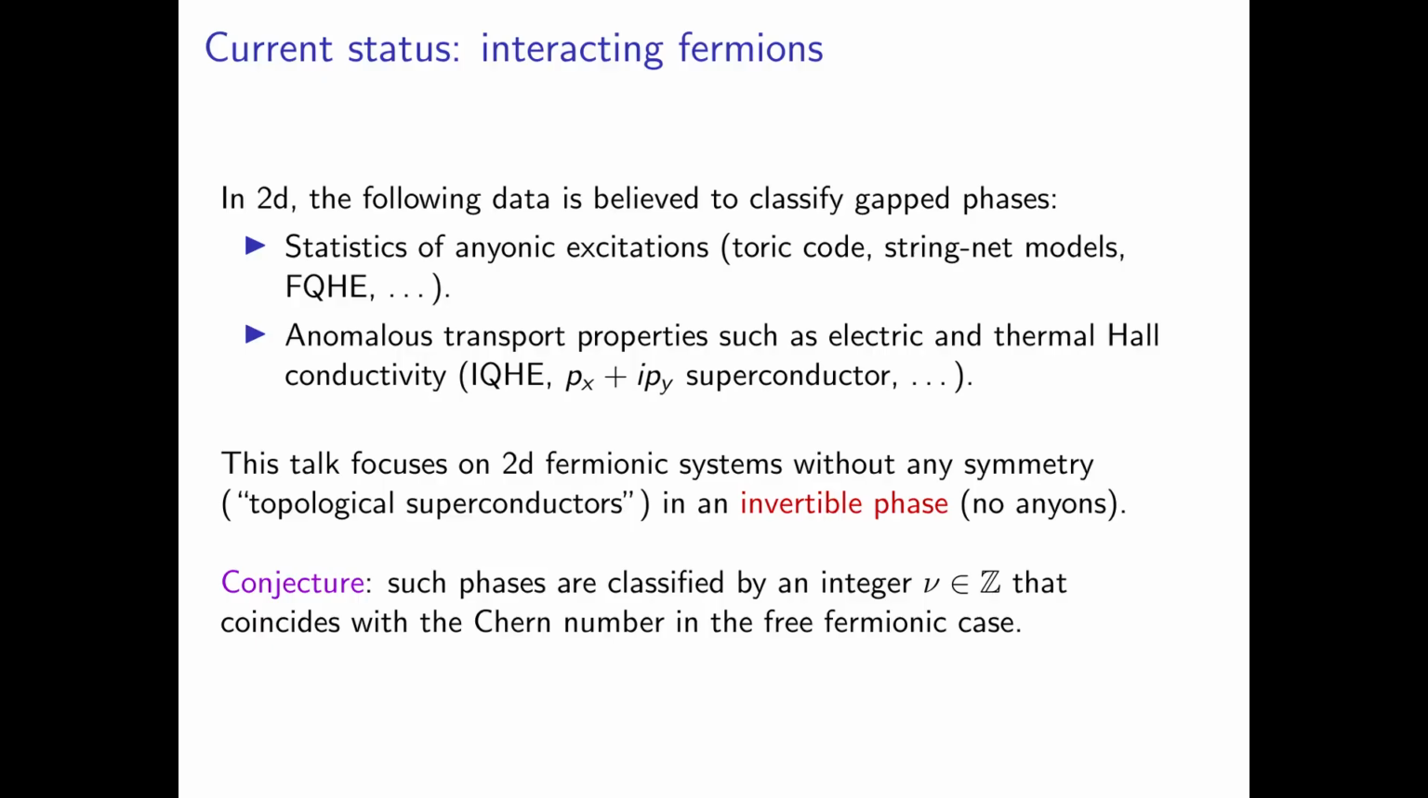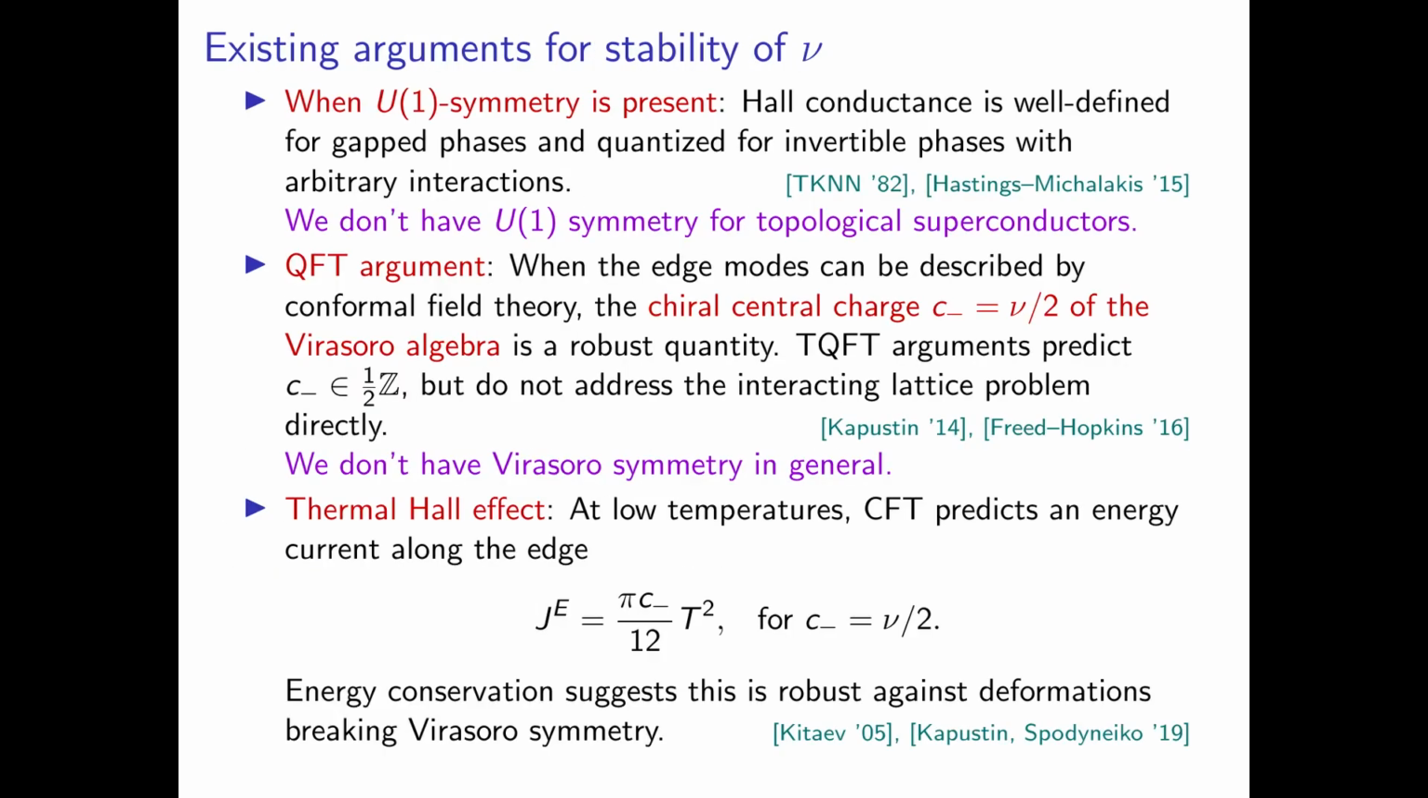So there is some integer that you can define for any interacting invertible phase, and when the system is free, it coincides with this Chern number. So why do we believe that this is true? First of all, if you consider systems with U(1) symmetry, then yes. So does this mean that everything with the same Chern number is in the same phase? Yes. Okay.